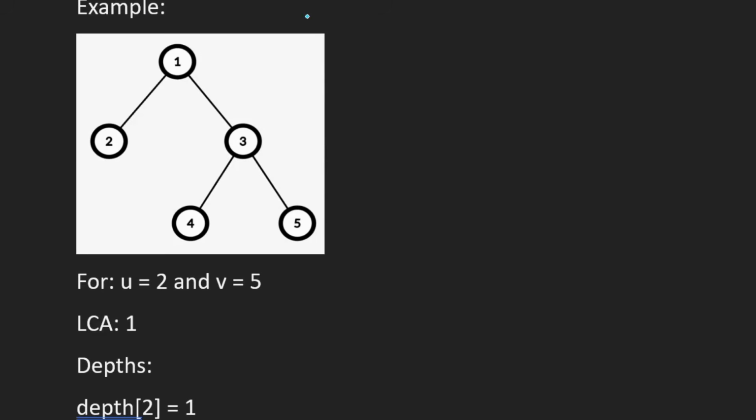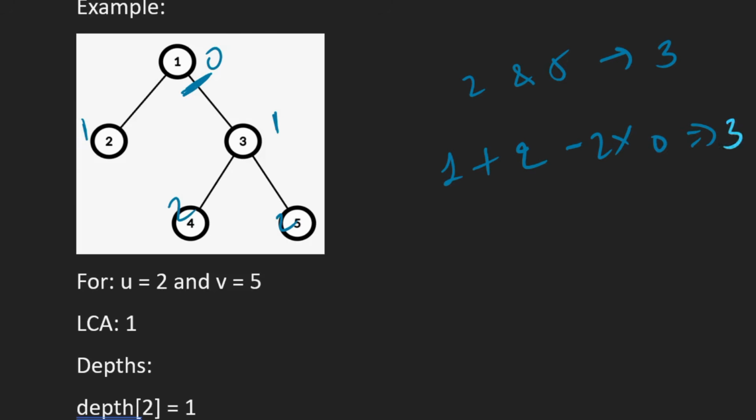Suppose here depth of 1 is 0, depth of 2 is 1, depth of 3 is 1, depth of 4 is 2, depth of 5 is 2. Now if you take 2 and 5, as we know between 2 and 5 we have 3 edges. So depth of 2 is 1, depth of 5 is 2, and minus 2 times the lowest common ancestor, that is 1, and depth of 1 is 0. So we get the number of edges between 2 and 5, that is 3. So we get 3 as the answer.